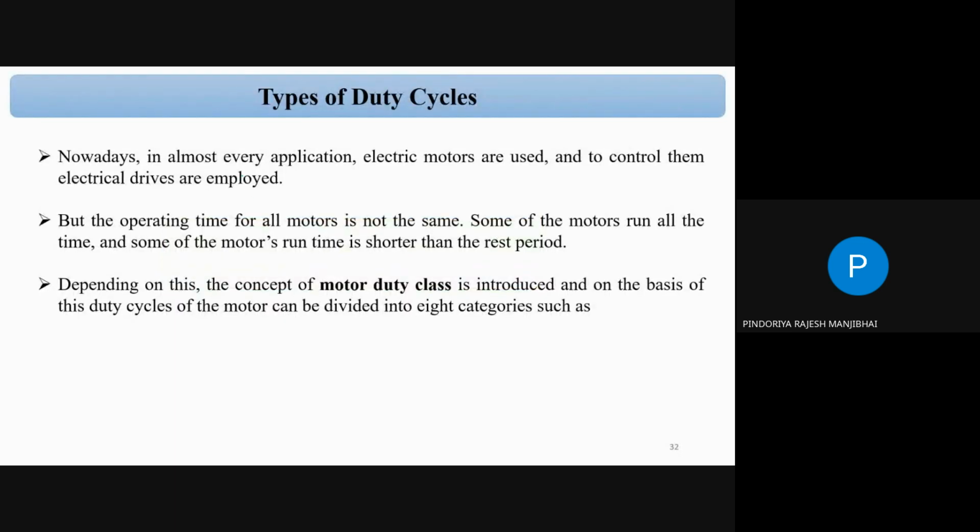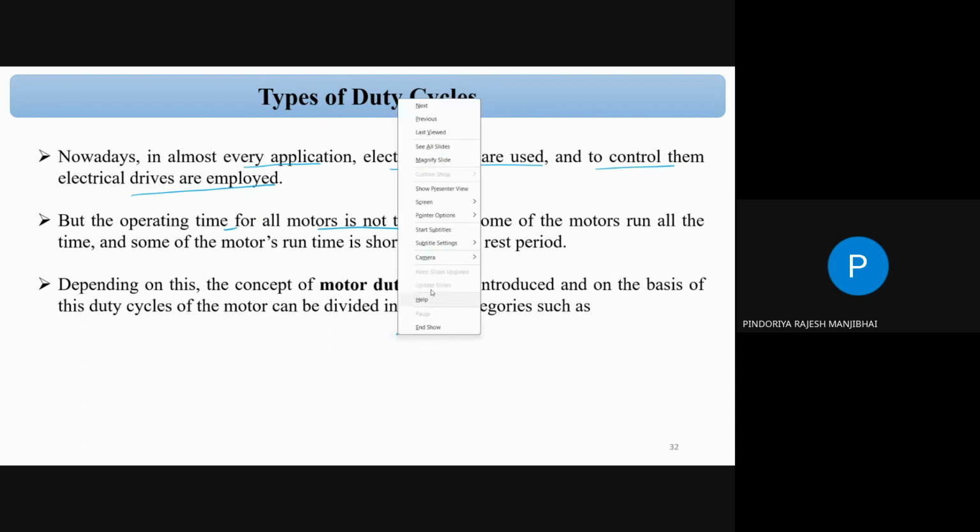So nowadays, in every application, electric motors are used, and to control them, electrical drives are employed. Simple: in every application we have to use an electric motor. But the operating time for all the motors is not the same. Operating time for every motor is not the same.